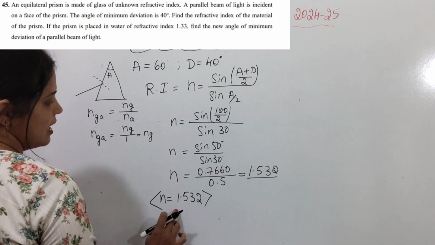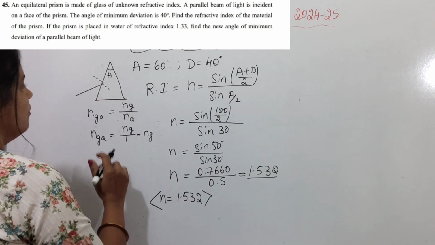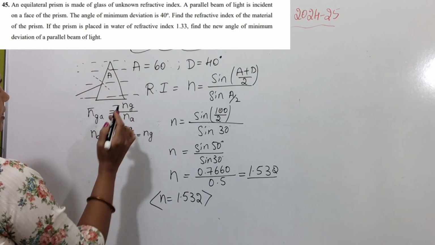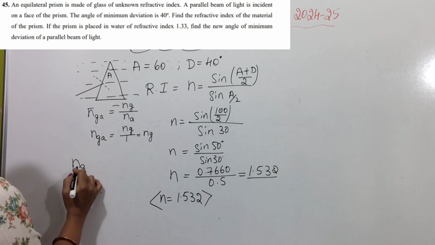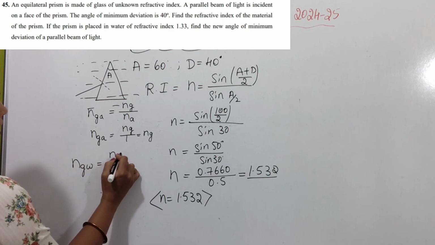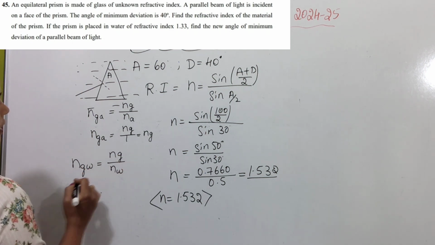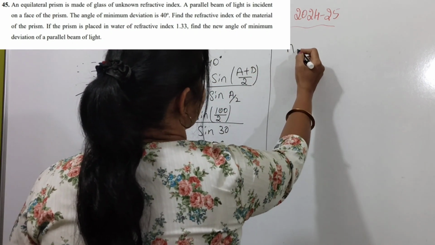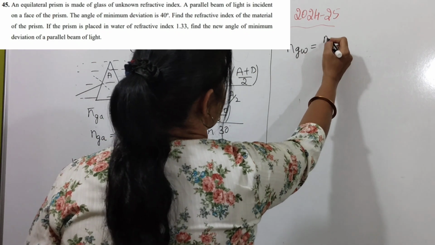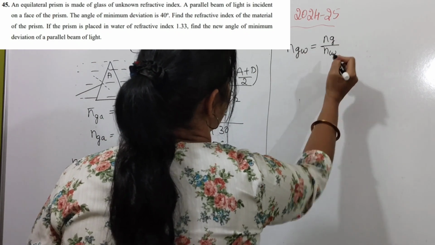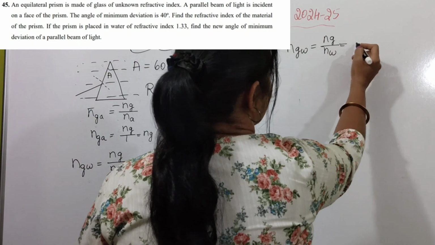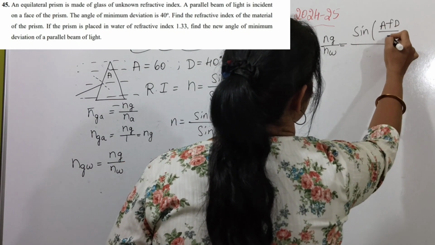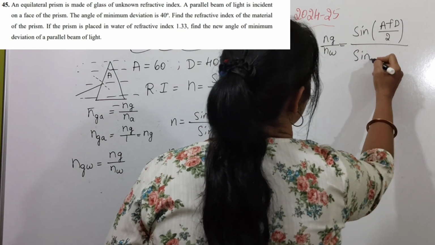So we came to know it as 1.532. Now, if this is placed in water medium, here the surrounding medium is water, then how to write refractive index of glass with respect to water? It is Ng by Nw. So here refractive index of glass with respect to water is Ng by Nw. But what is the formula for refractive index? Sine of A plus D by 2 by sine A by 2, right?